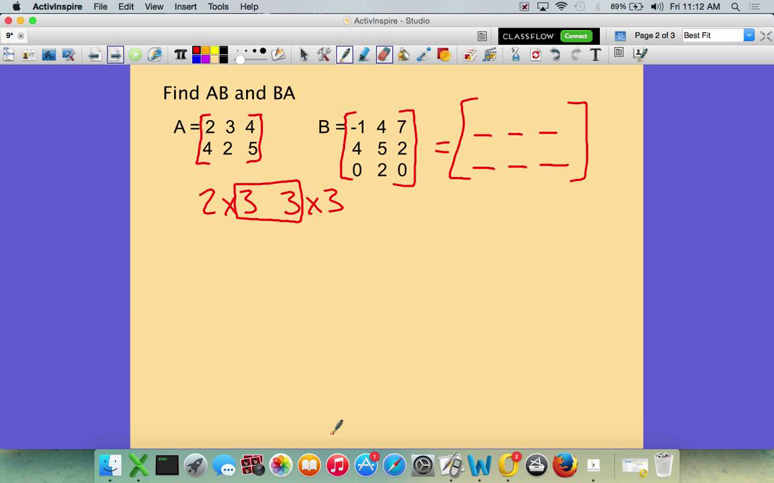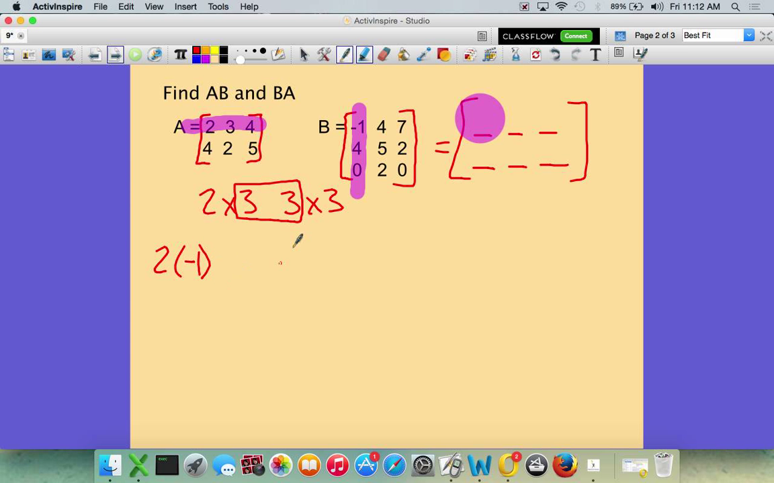Now these are a little bit more complicated. Our first one here, we are going to multiply to get this spot right there. We are going to take our entire first row by our entire first column. This is where they do get a little bit messier, a little bit more work. So 2 times -1.